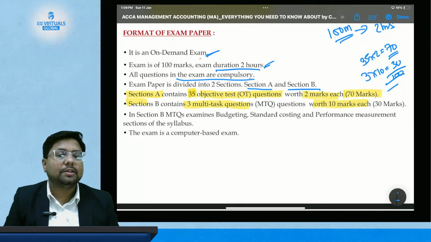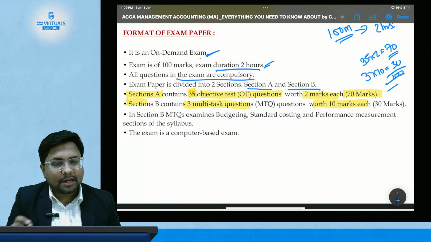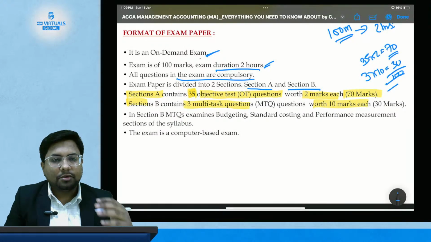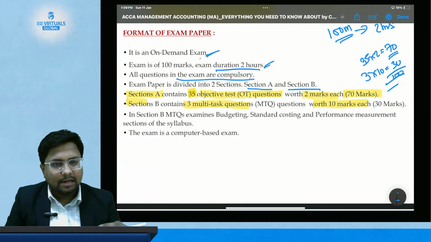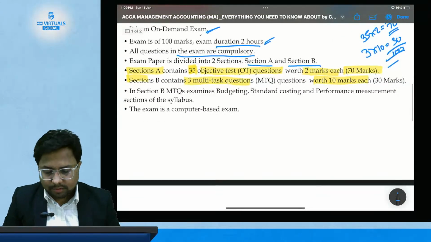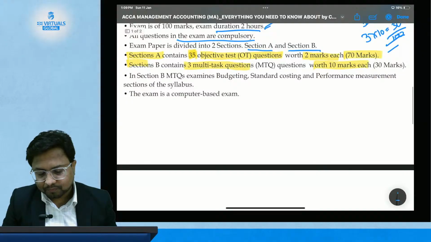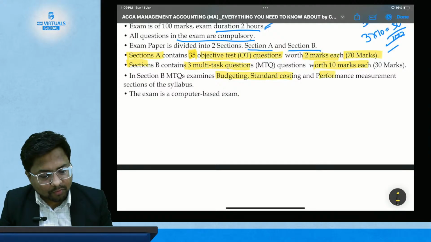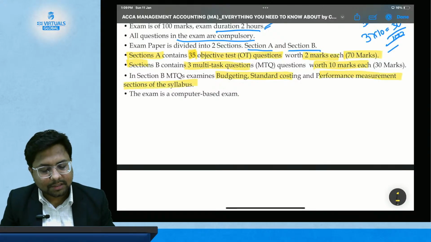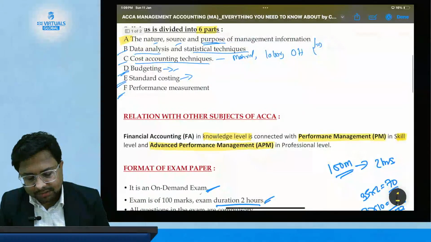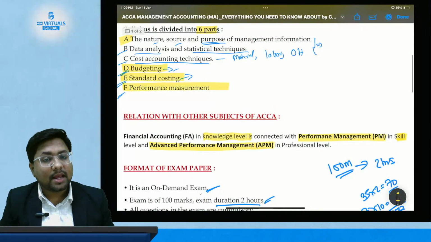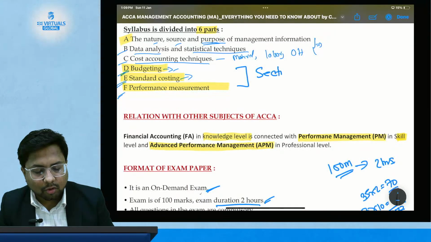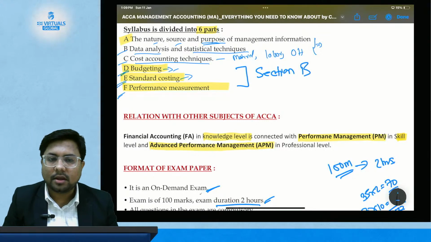Then comes section B, where there will be 3 multitask questions of 10 marks each. There will be one big question which will have sub-questions that you need to answer based on that one big question. I'll show you how the exam will be done. In section B, the MTQs will mostly be about budgeting, costing, and performance measurement sections of the syllabus. So section D, section E and section F will be mostly asked in your section B. Not always, but mostly.